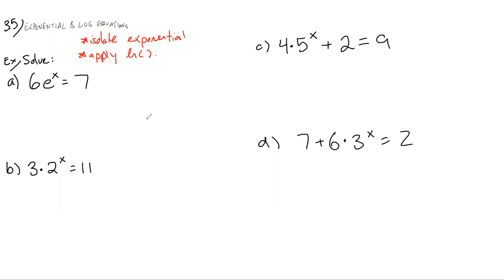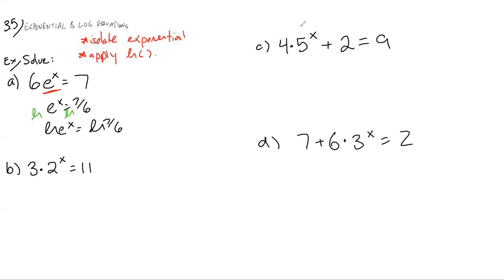So we've got this first one, 6e to the x equals 7. We have to get this isolated first. So I'm going to try to isolate this thing by dividing out the 6. So we get e to the x is 7 over 6. And then now we should be able to actually use the ln on both sides. So we'll get ln e to the x is ln of 7 over 6.